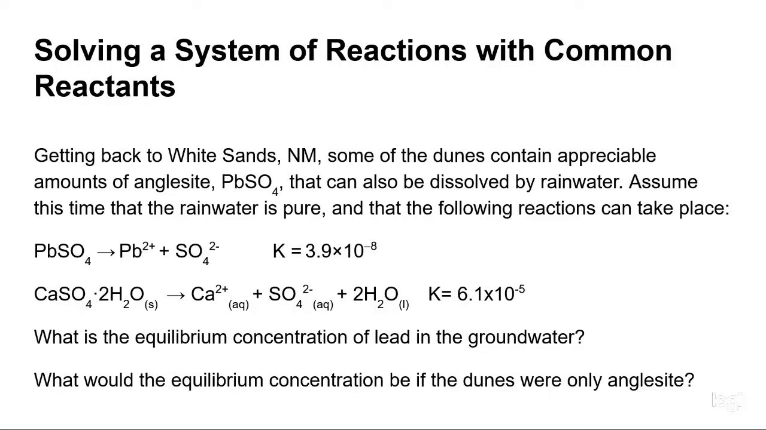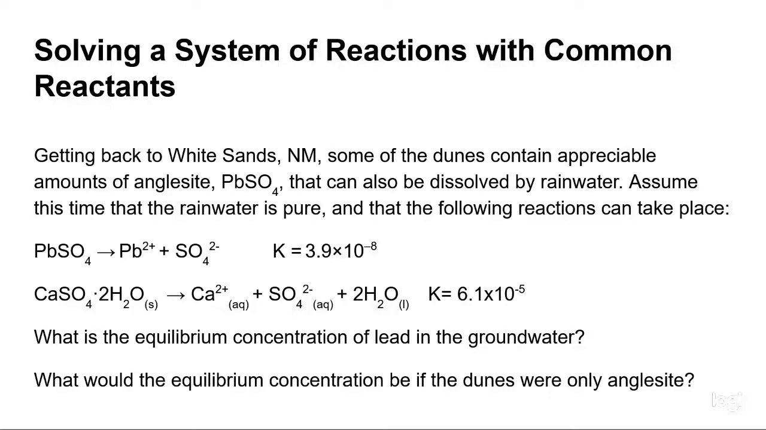So let's get back to the dunes of White Sands, New Mexico, one of the most beautiful places in the world. Some of these dunes contain appreciable amounts of anglesite, which is lead sulfate, PbSO4, that can also be dissolved in rainwater. Assuming this time that the rainwater is pure, so there's no sulfate coming in with the rainwater, just to simplify things, and that the following reactions can take place. Lead sulfate dissolves to form lead ions and sulfate ions. Calcium sulfate, gypsum, dissolves to form calcium and sulfate ions in water, with the following equilibrium constants shown here.